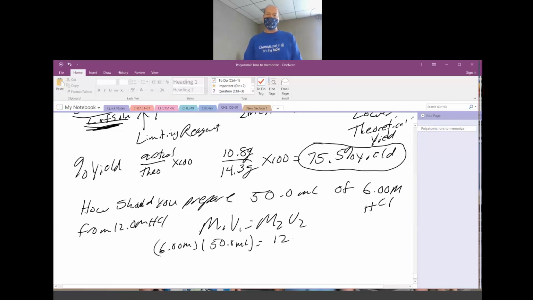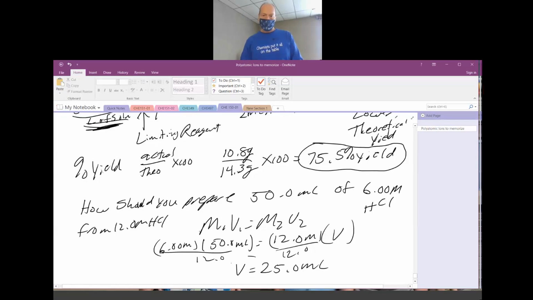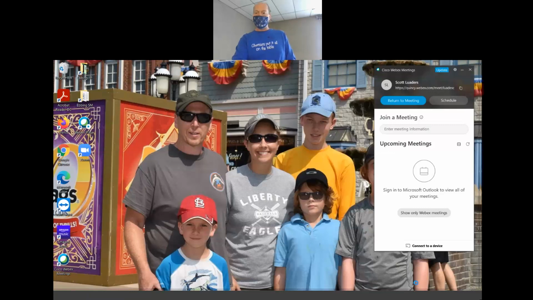We are going to use 12 molar HCl, and we need to know what volume of that we need. All right, so you simply divide both sides by 12.0. And your volume is 25. All right, so that is not the answer to the question. If you say, how should you prepare 50 mils of 6 molar HCl from 12 molar HCl, and your answer is 25 mils, that is not preparing anything. That is saying 25 mils. All right, so you have to explain what you're going to do with the 25 mils.